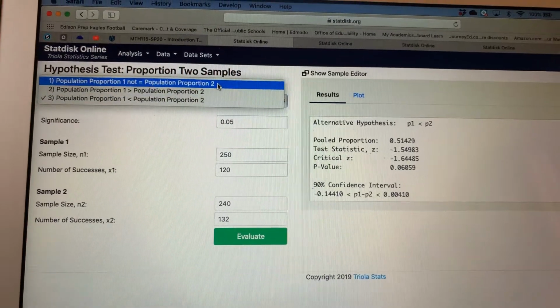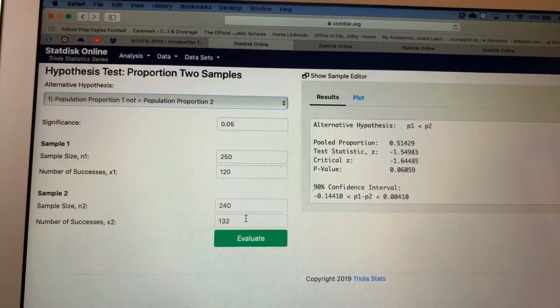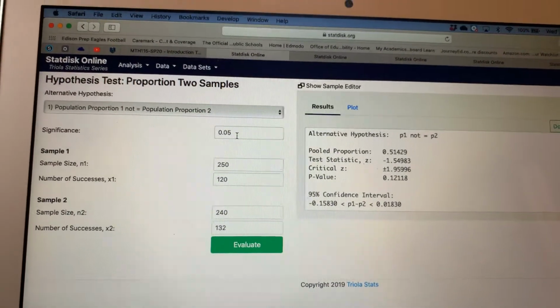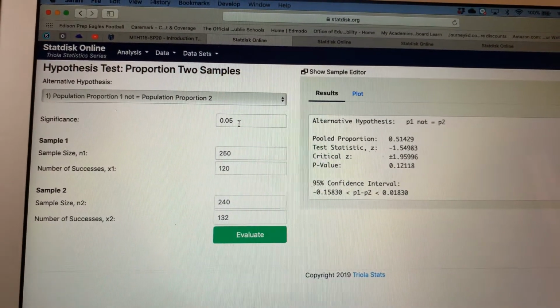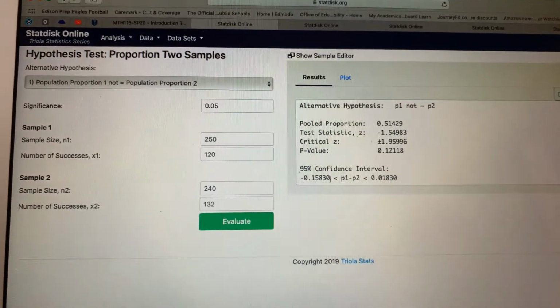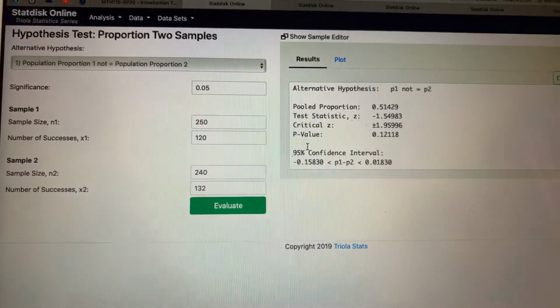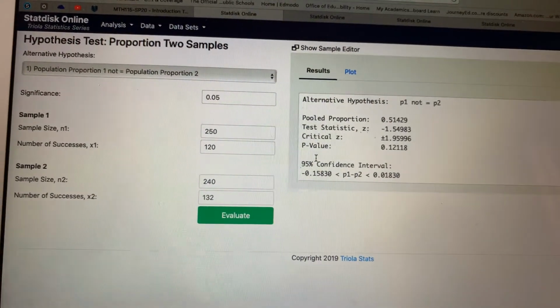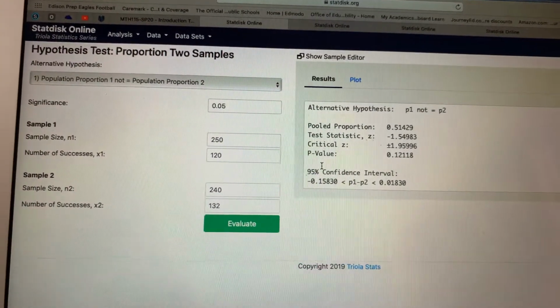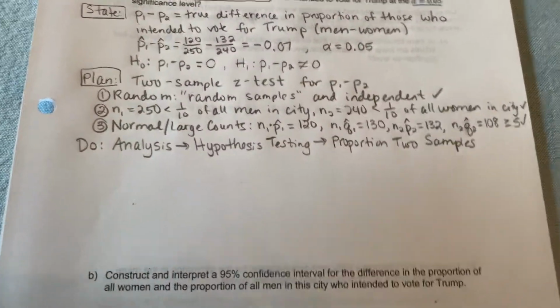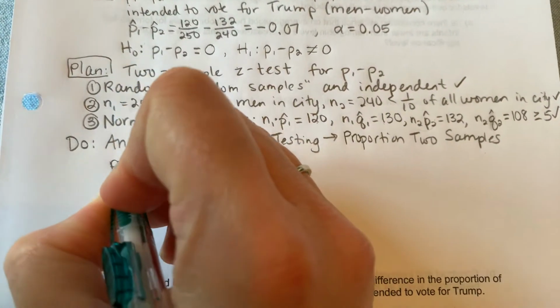Whereas with my not equal to alternative hypothesis, that 0.05 is split between the two tails, 0.025 on the left, 0.025 on the right, leaving 95% in the middle, or 0.95 in the middle. But when I'm running a hypothesis test, I don't care about the confidence interval. I just wanted to point out that connection between them. What I really care about, again, is this p-value. So what we're going to do in our do section is write down our p-value.